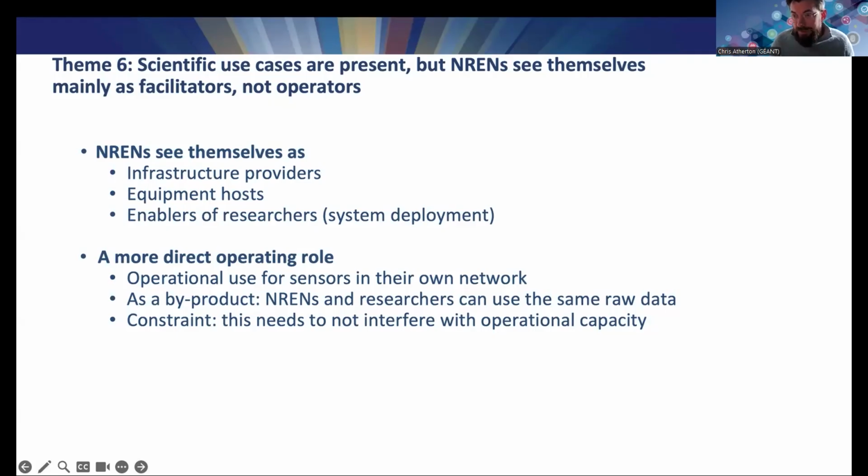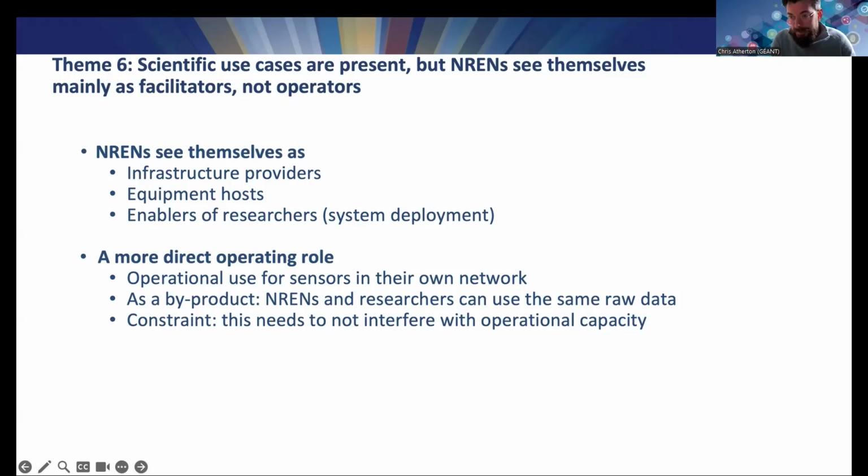But the main constraint that came out from all of the interviewees is that the deployment of fibre sensing tools and techniques can't interfere with the operational capacity of the network. I think that goes without saying. This is why, in a lot of cases in the past, researchers and NRENs have looked to get access to dark fibre so that it's completely separated. The problem with that approach is it then becomes costly if you don't have access to large numbers of fibres.